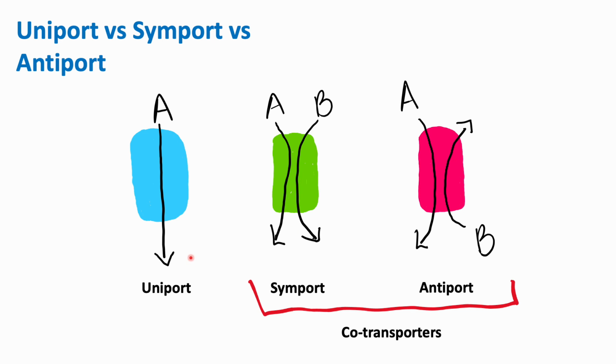And then Uniport is simply bringing in one molecule. So you could have a protein channel that is only capable of bringing in a single molecule and not another type of molecule. And those are the three different types of protein channels found within a cell membrane.